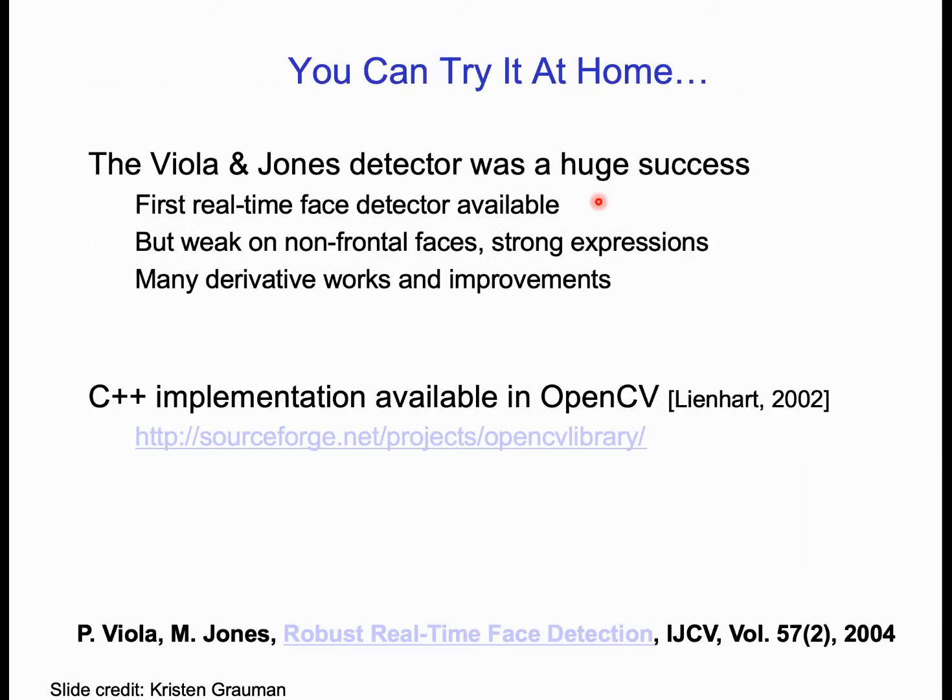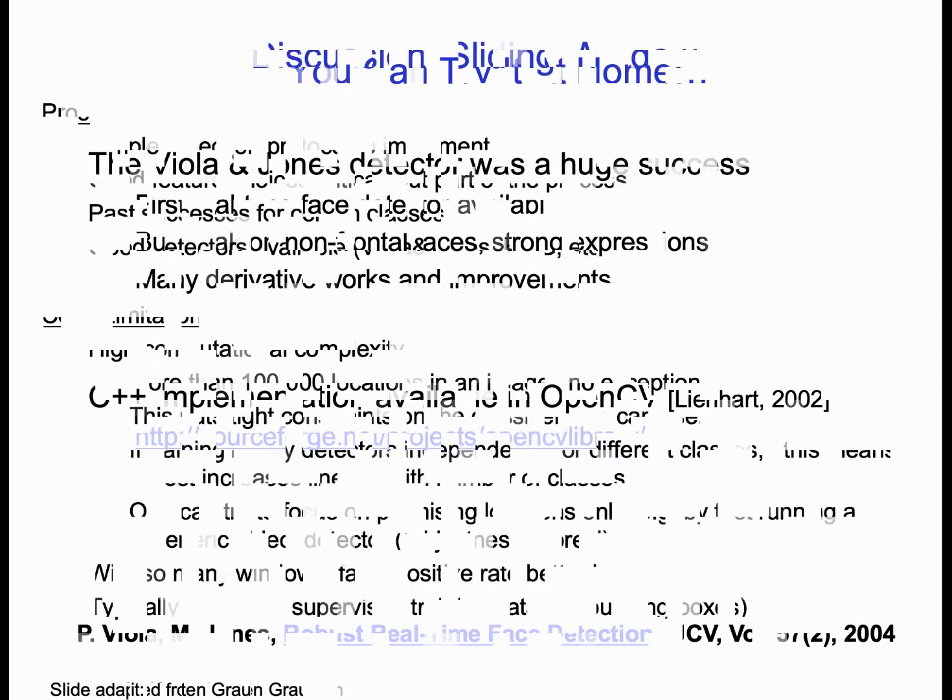So the Viola-Jones face detector was a huge success. It's the first real-time face detector available in computer vision, but it was weak on non-frontal faces. And whenever there were strong expressions, it made errors. There are many derivative works and improvements over the Viola-Jones detector. And there is a C++ implementation available in OpenCV that you can try right away.